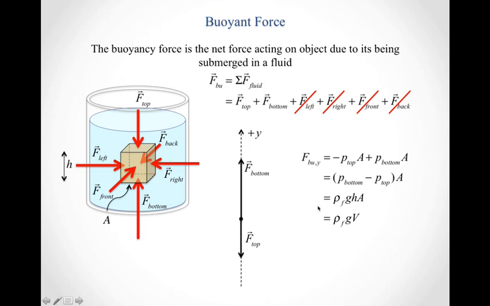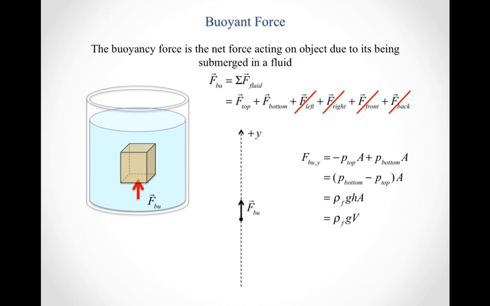And again, I can combine that height h and that area A, and that's just the volume of the cube. So in this case, I get that the buoyancy force is equal to the density of the fluid times gravitational acceleration times some volume.